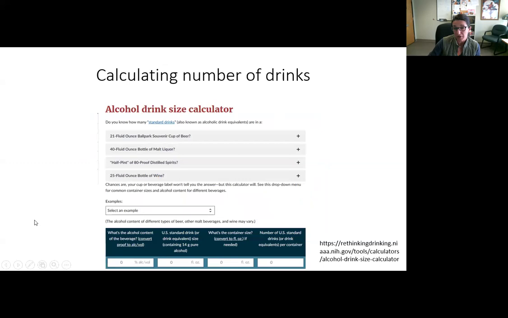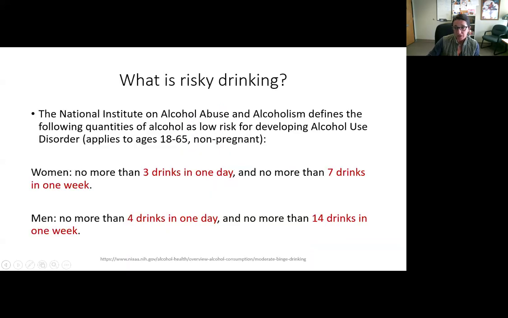This is just an example of a drink size calculator that can help you accurately quantify the number of standard drinks that someone has. This is just an online one from the NIAAA that lets you enter information such as the alcohol content and container size, etc. So why does that matter?